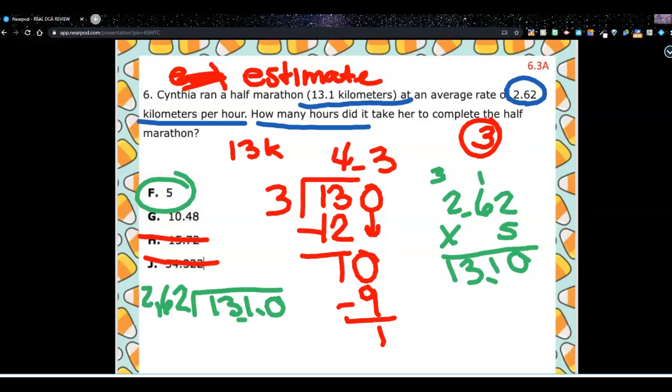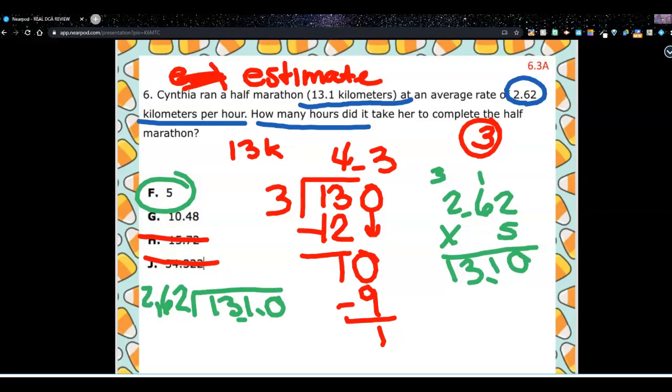So if you did this, you would want it to equal one of the other numbers that you didn't use. Yeah, it's like a fact family. Okay, so the way that they assume we're going to solve this problem would be 13.1 divided by 2.62 is going to equal 5. But like any other fact family, I can switch it around and multiply instead. So starting here, 5 times 2.62 is going to equal 13.1.